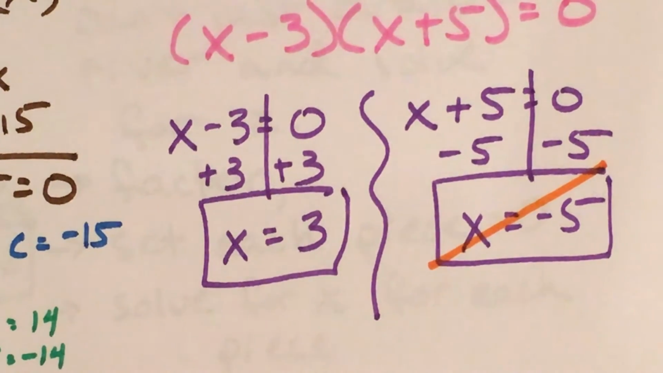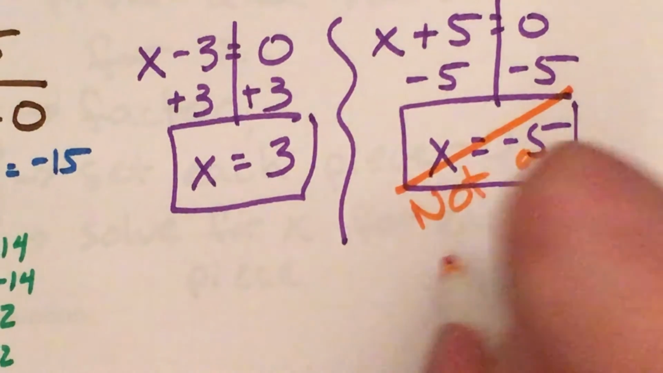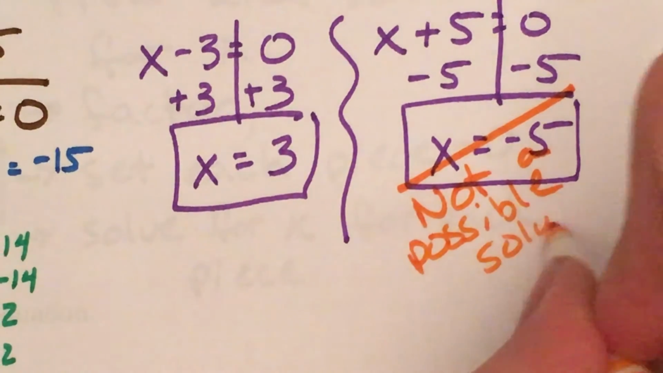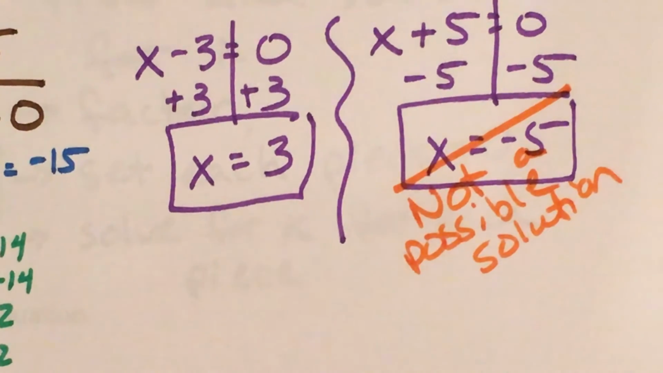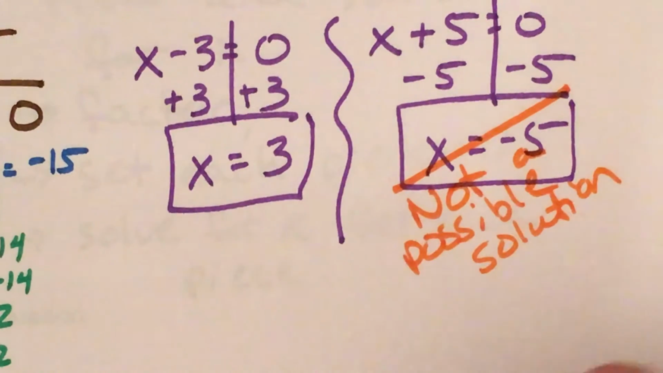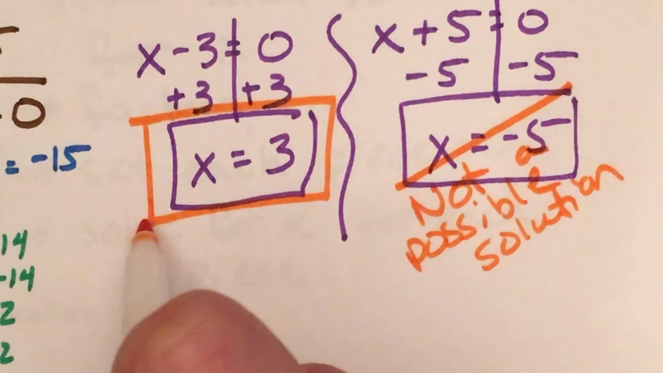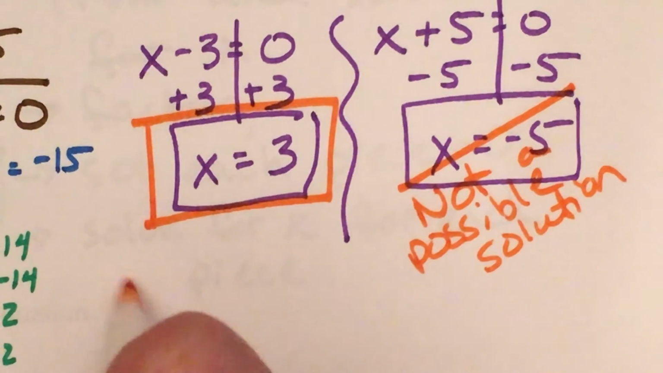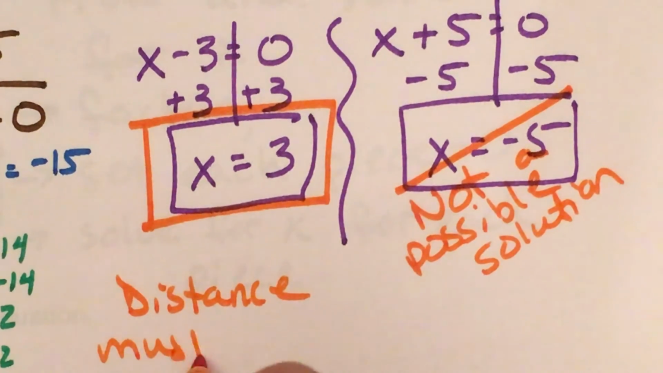Why will it not work? This is not a solution, not a possible solution, because distance must be positive. So my only legit possible solution is x equals 3 because distance must be positive.